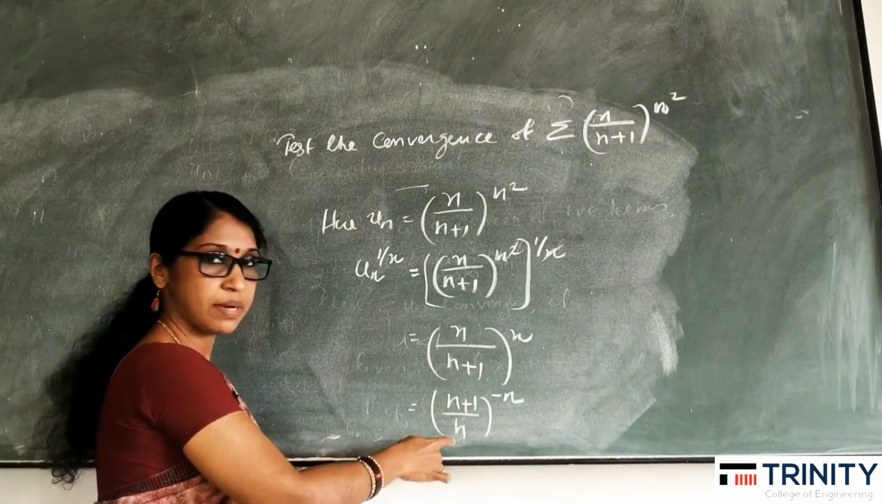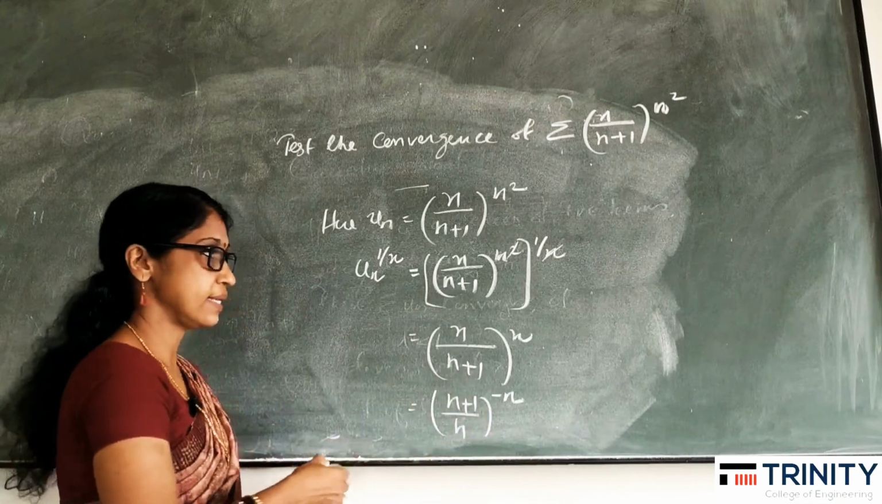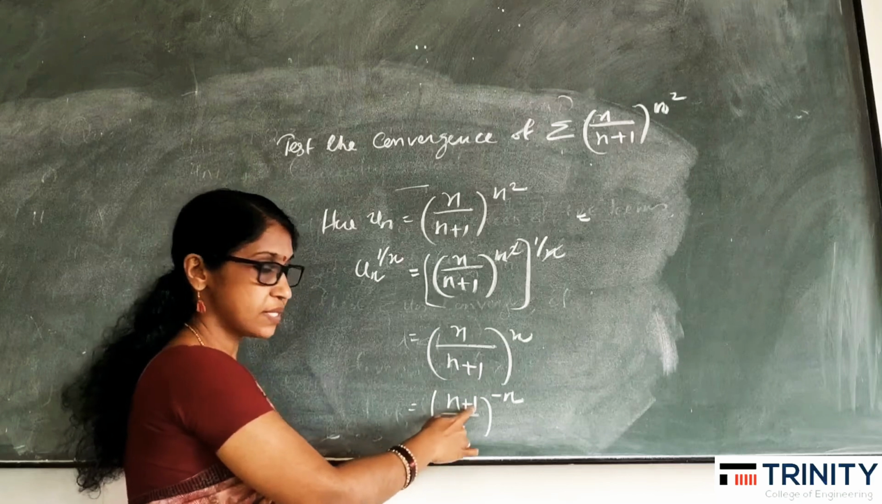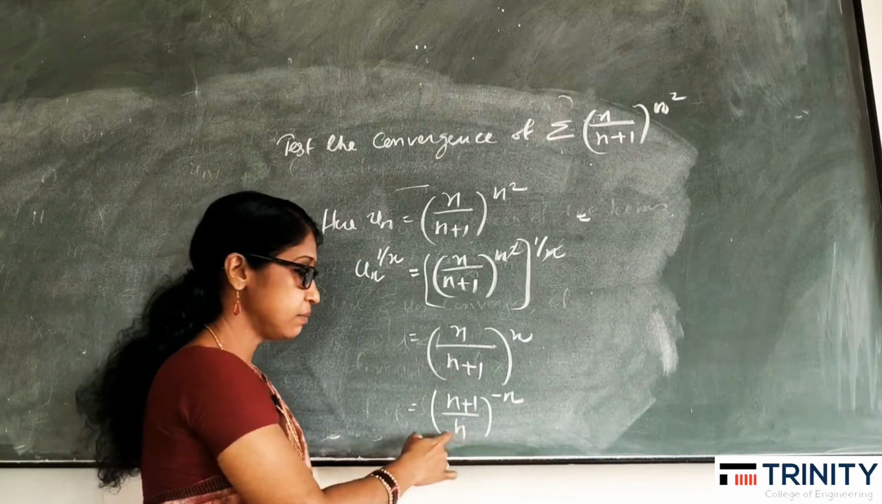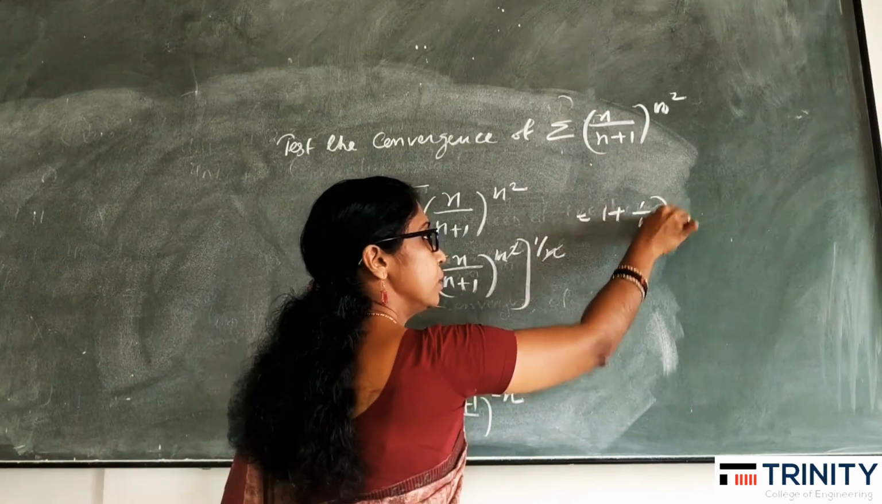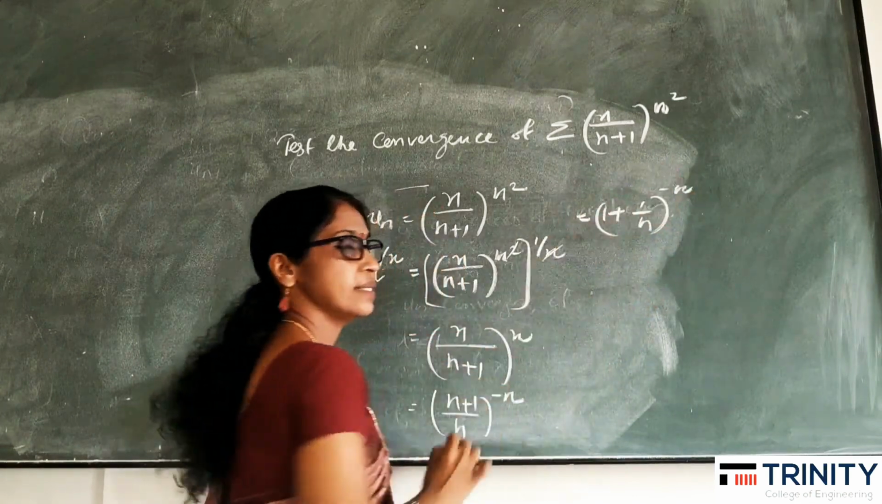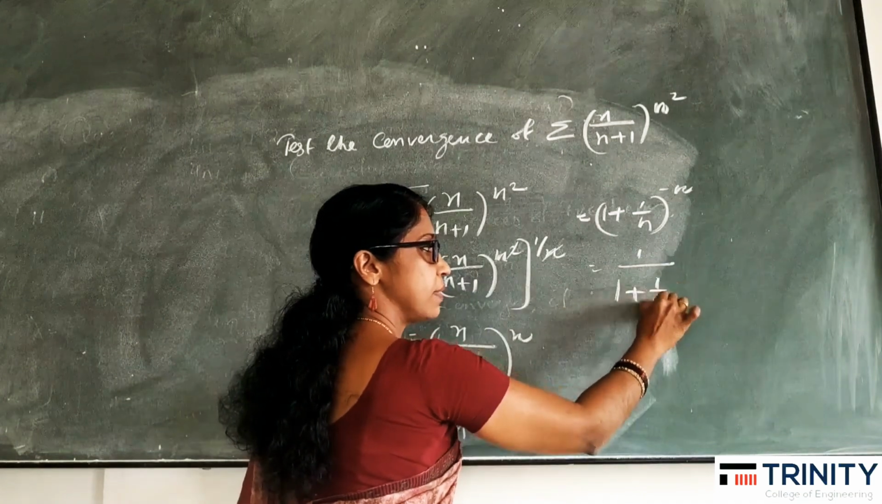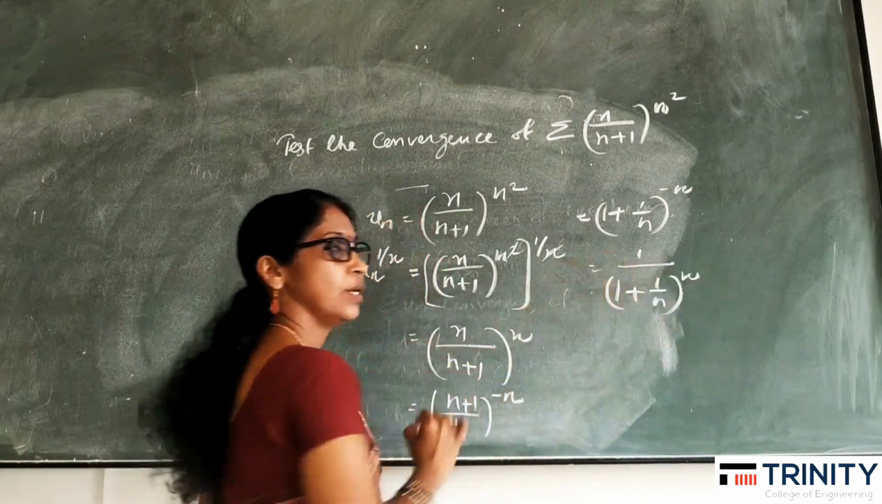So n plus 1 by n the whole raised to minus n. This is equal to, I am dividing the n plus 1 by n term by term. So we get n by n gives 1. 1 plus 1 by n the whole raised to minus n. That is equal to 1 by 1 plus 1 by n the whole raised to n.